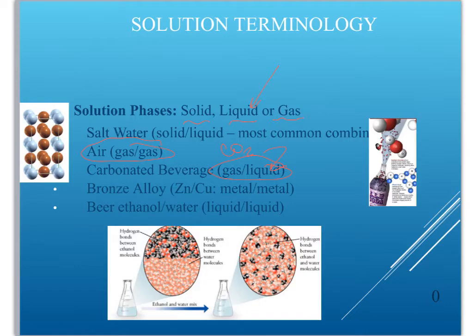Any type of alloy, and that means a solution of metal, is a solid solution. So for example, bronze is made up of zinc and copper. And you can have a liquid solution. Okay, so ethanol is the active ingredient in alcoholic beverages. Ethanol is completely miscible or soluble in water. And so any type of alcoholic beverage is a liquid-liquid solution.